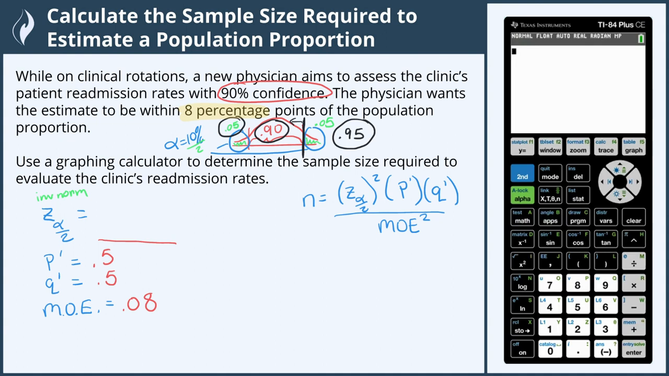Let's go ahead and turn on our calculator to find the z-value. We need the inverse norm, so that's second vars for the distribution. And we'll go down to inverse norm, which is number 3. We can arrow down or we can press 3. Either will get us there. And then the area to the left that we talked about is 0.95. And then because we are standardizing this, our average is 0 and standard deviation is 1. We'll keep the tail to the left and then paste this into the home screen and press enter to run. This will give us our z-value for the area to the left of 0.95.